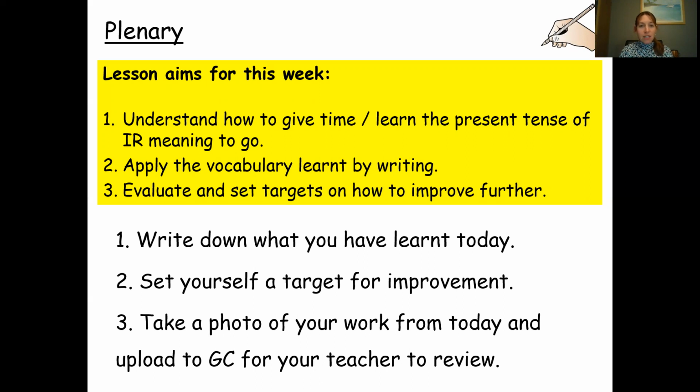So your first task is to write down what you've learned today. Second task is to set yourself a target for improvement. Your third thing to do is to take a photo of your work from today and upload it to Google Classroom for your teacher to review. Okay, so pause this video whilst you do all of that.